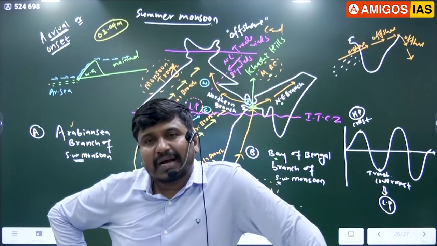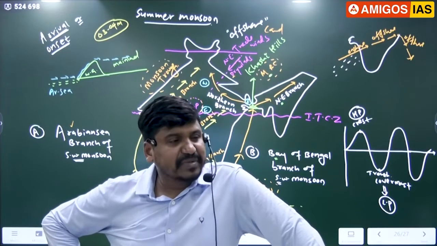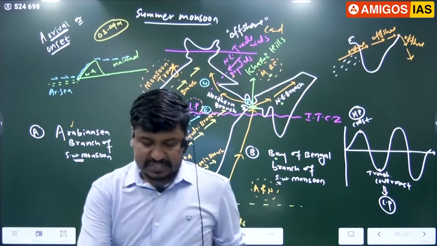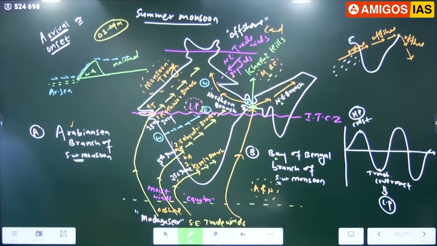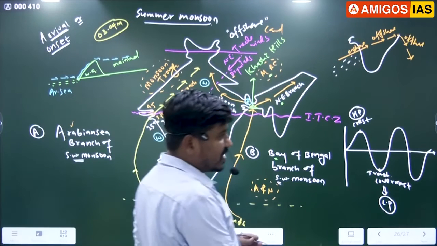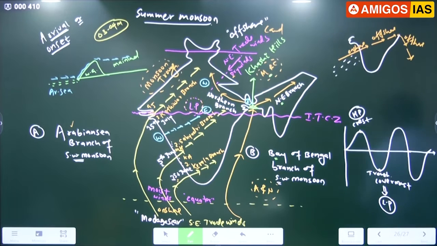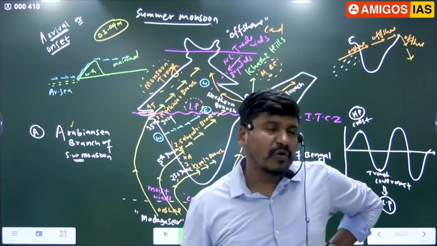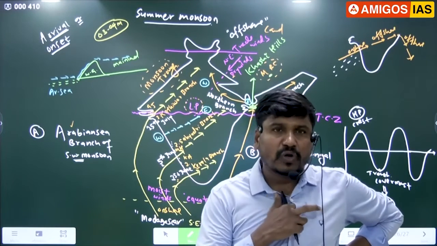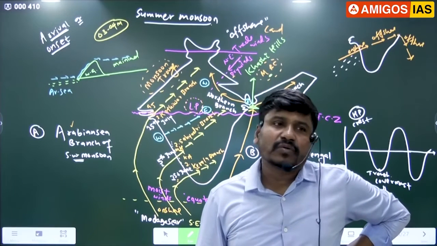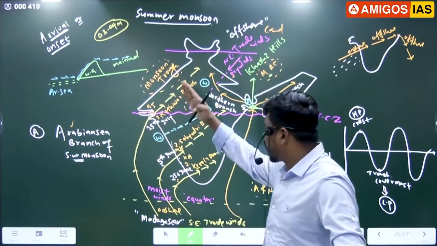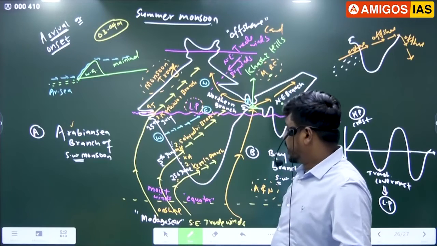Amount of rainfall by this branch, meaning the Arabian Sea branch, decreases from west towards east. That is, from the western coast of India towards east. Listen, from the western coast of India, the rainfall decreases towards the east. Very important point. So this is about the Arabian Sea branch.